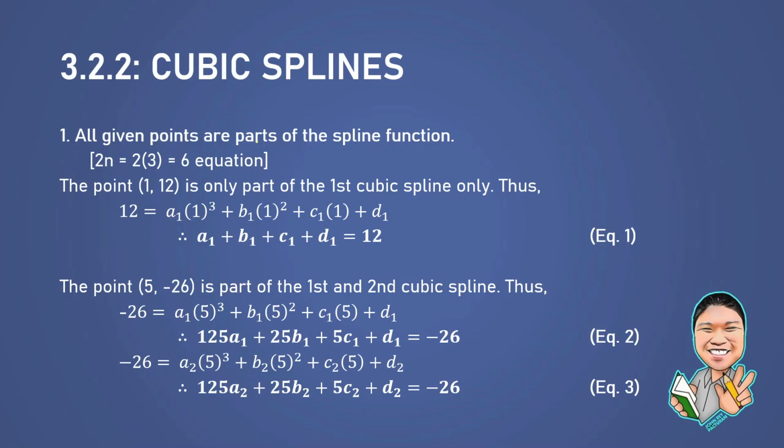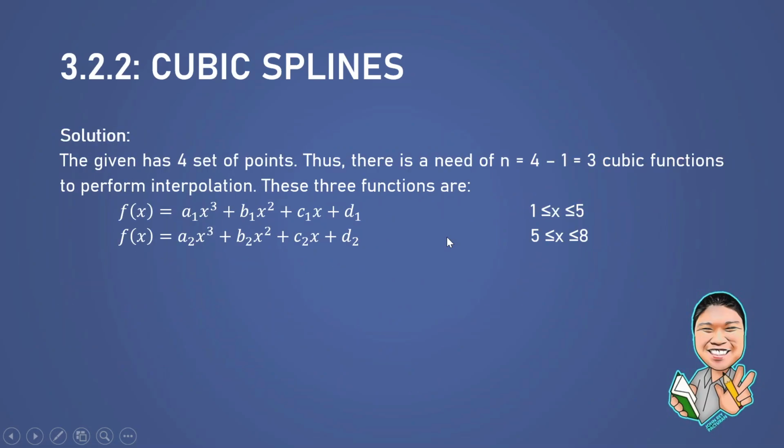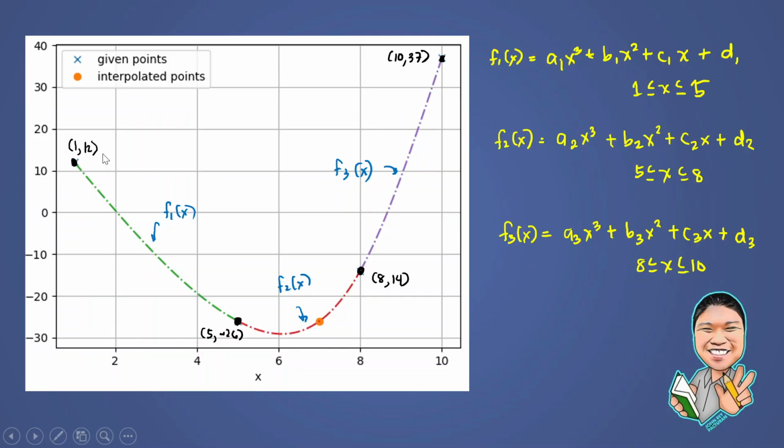Yung unang step, di ba, is all given points are part of the spline function. And according to the rule, makaka-derive tayo dito ng 6 na linear equations. So, katulad lang naman ito ng class noong quadratic spline. So, kumbaga, ikakopy lang naman natin. So, dito, for f1x is equal to a sub 1 x cube plus b sub 1 x squared plus c sub 1 x plus d sub 1. Kasi, di ba itong nakalagay, the point (1, 12) is only part of the first cubic spline only. So, if we are going back to the given graph, itong (1, 12) kasi this is the endpoint of our interpolation. Yung first spline lang yung nakakonekta sa kanya.